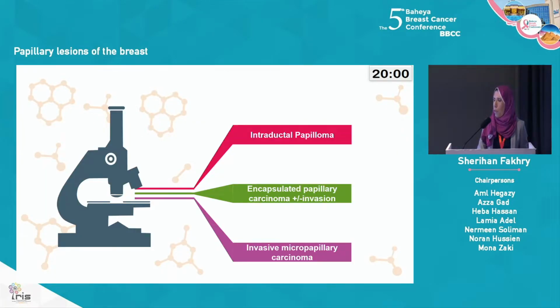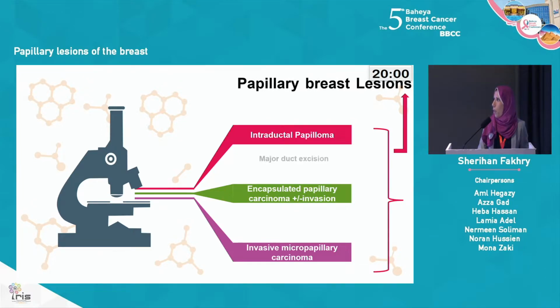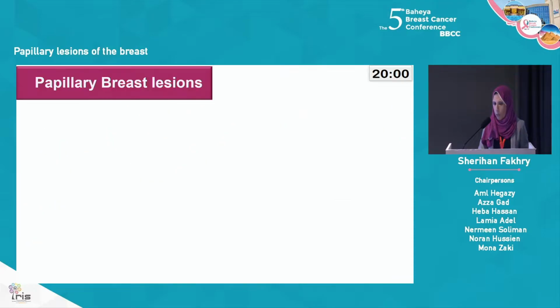So, three different lesions with three different pathologies, but they are all categorized as papillary breast lesions with different management options. In the first case, major duct excision was done. In the second case, wide local excision with sentinel lymph node biopsy was done. And in the third case, conservative breast surgery with axillary lymph node dissection was done.